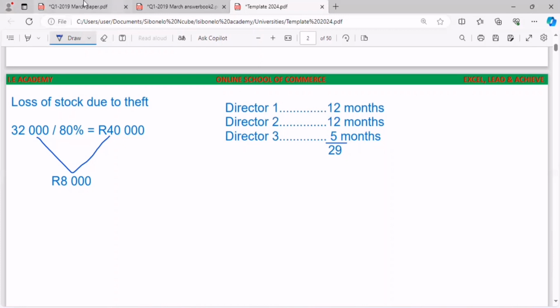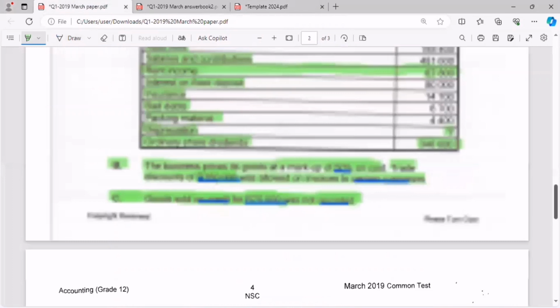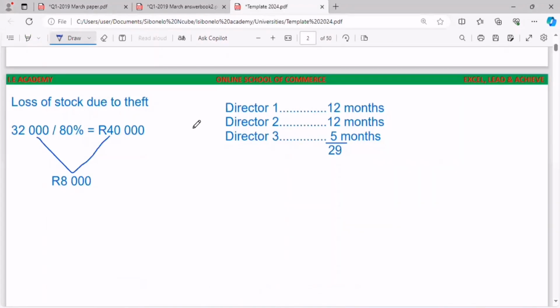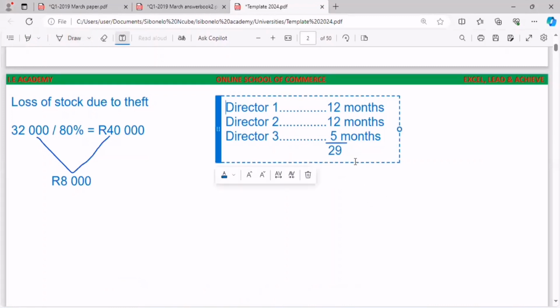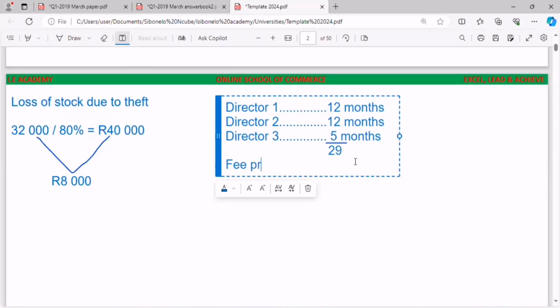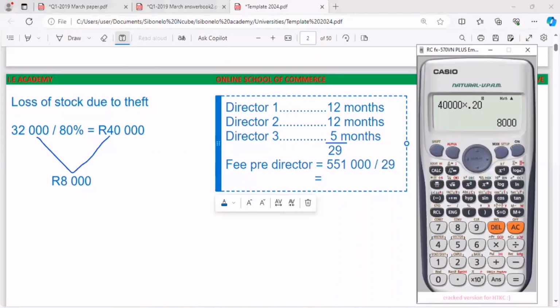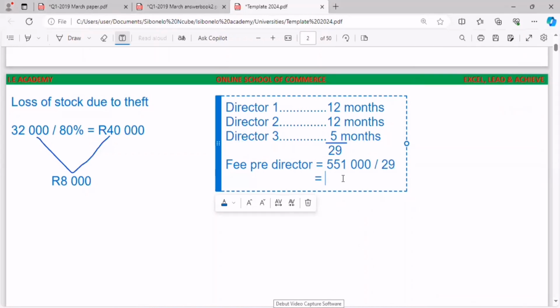So now the amount that is given in the trial balance, director's fees amount, here is director's fees. So in the trial balance, we have recorded the 551. So we have paid these directors 551. So there is still an outstanding balance that needs to be included in this balance. So we have 551,000. So now we calculate the fee per director. The fee per director, we take 551,000, we divide by 29, which is our base, or you can say denominator. So now we punch this in the calculator, 551,000 divided by 29. So each director is paid 19,000.